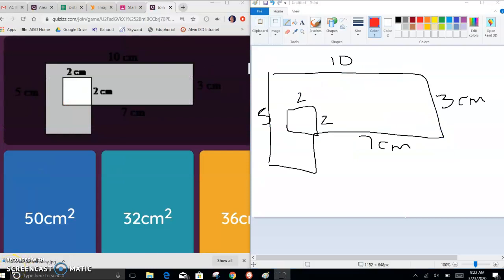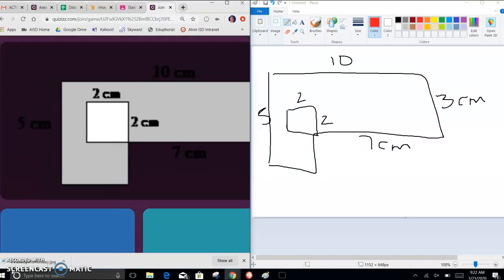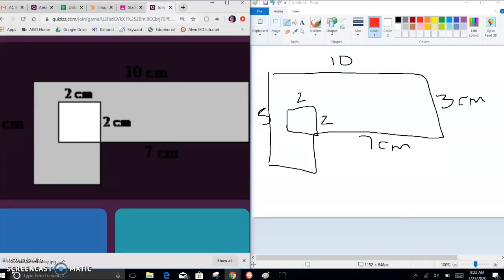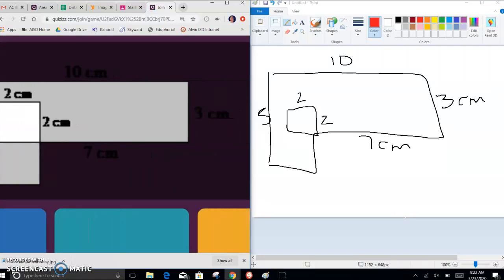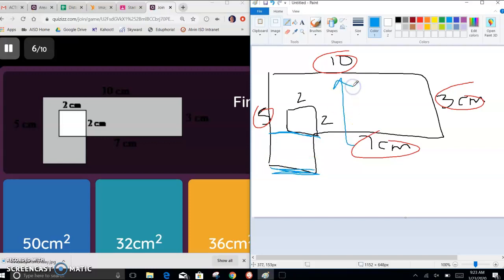Alright, for starters, I apologize for this question not being very visible, but there are measurements around it. There's 10 centimeters across the top, 5 centimeters up and down to the left, 7 centimeters going across, and then 3 centimeters over here. I have written them over here. Those are the ones that are not visible. Now, because we have those, and this is 7 centimeters here, if I were to go all the way across here, I would continue making this line down here, and I need it to equal 10.